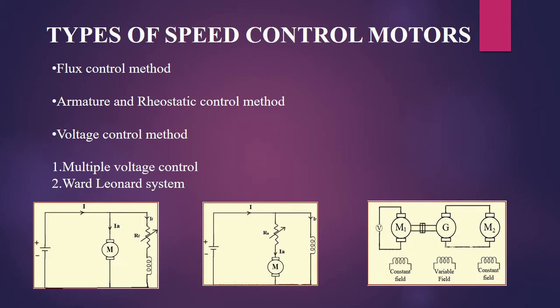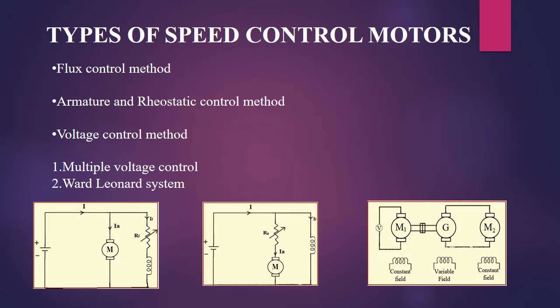Armature control and rheostatic control method. In the armature control method, the back EMF and the speed of the motor can be changed by varying the voltage across the armature V. A variable resistance is placed in series with the armature. So, the Ra is introduced, the voltage drop is increased and hence the back EMF decreases. So, N is directly proportional to Eb. Therefore, the speed decreases.